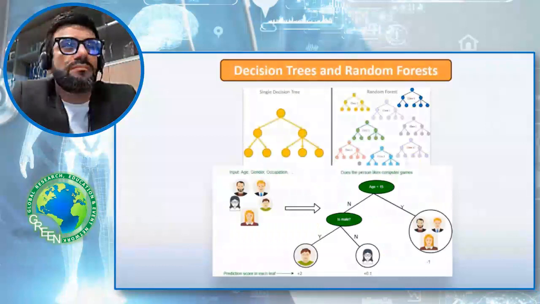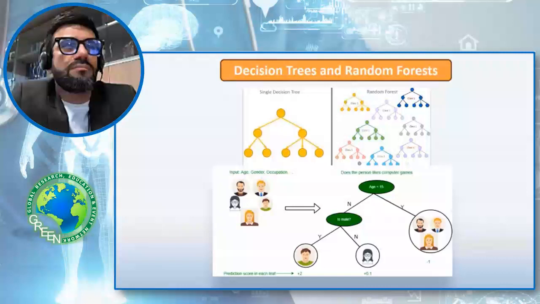A decision tree is the most powerful and popular tool for classification and prediction. A decision tree is a flowchart-like tree structure where each internal node denotes a test on an attribute. Each branch represents an outcome of the test. And as you can see, each leaf node, we can say the terminal node, holds a class label.